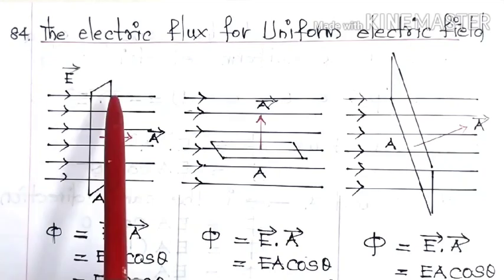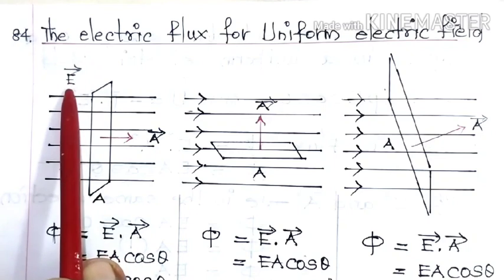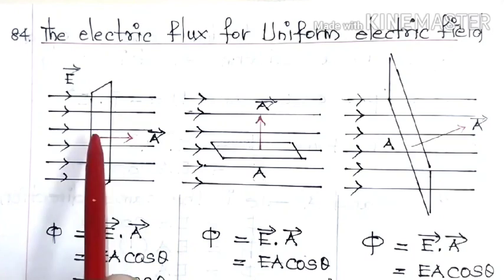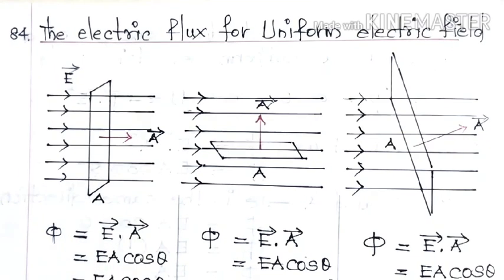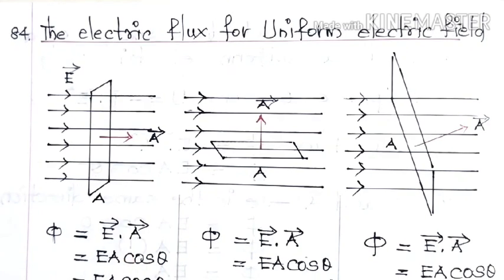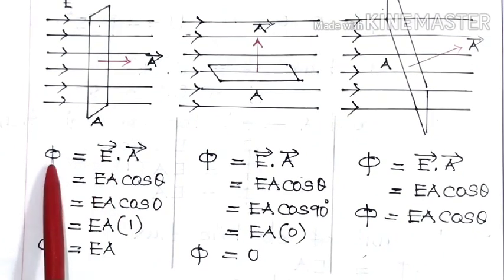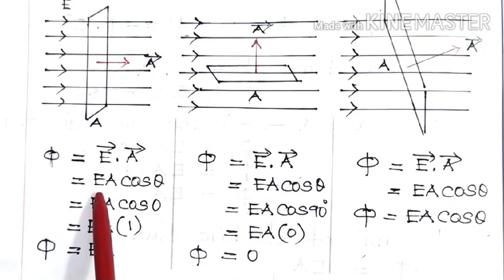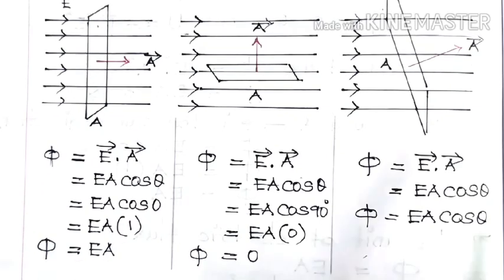So now we are going to find the angle between the electric field direction and the area vector only, not the area, but the area vector. So both are in the same direction. So what about the angle? The angle is 0. So what will happen? This is the expression for electric flux. So phi is equal to E vector dot A vector, which is written as EA cos theta, then EA cos 0. Cos 0 value is 1. So phi is equal to EA.